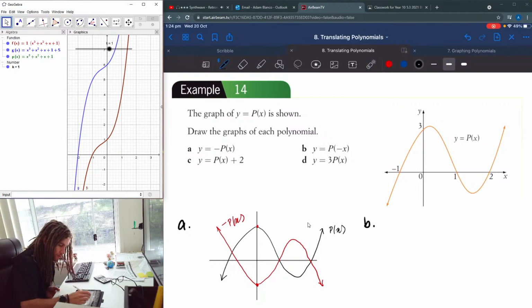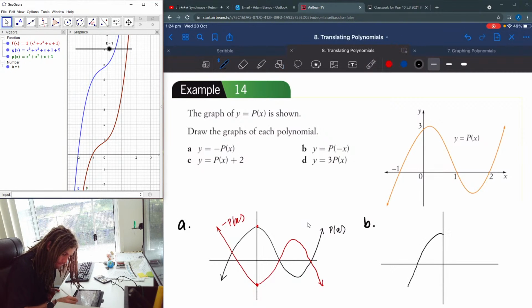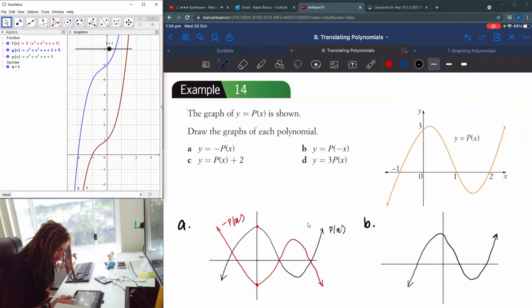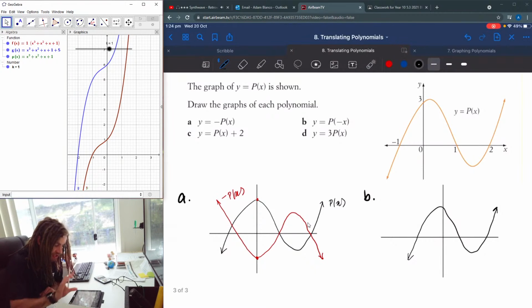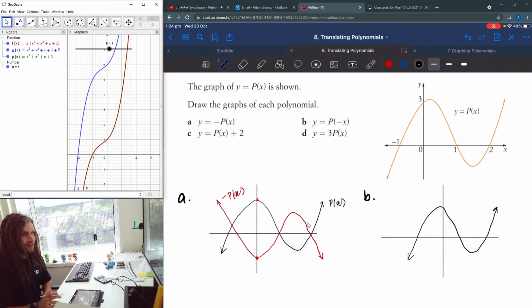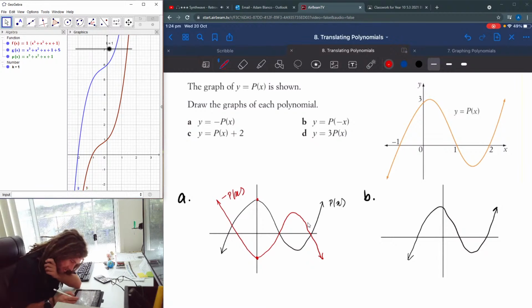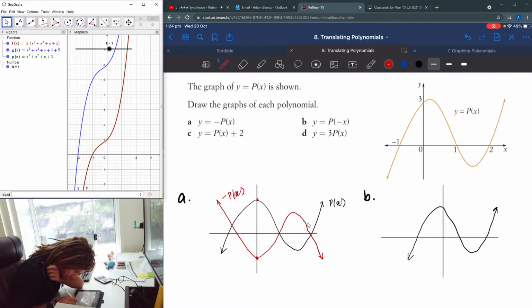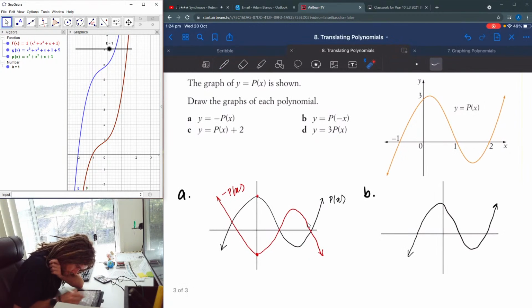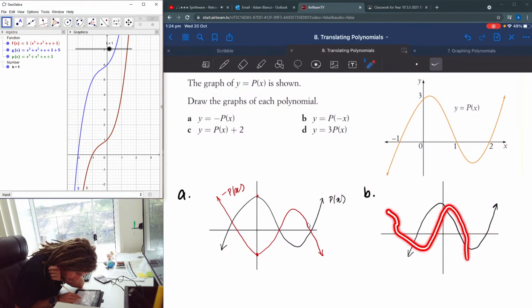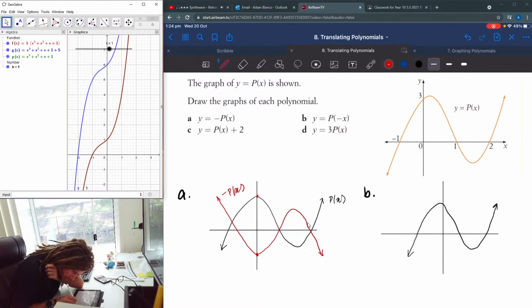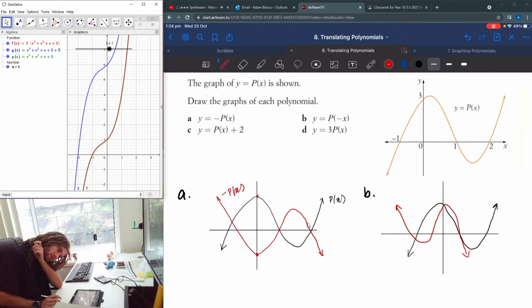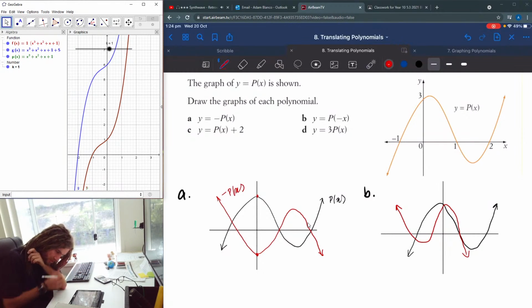B. I should have really copied that, shouldn't I? Oh well. That's also not bad for freehand. So negative p of x just flips it the other way. So here we go. Let's do this. So like, hang on, is it like this? Oh yeah, that was good. I should have kept that. Like, that's, could probably do better.